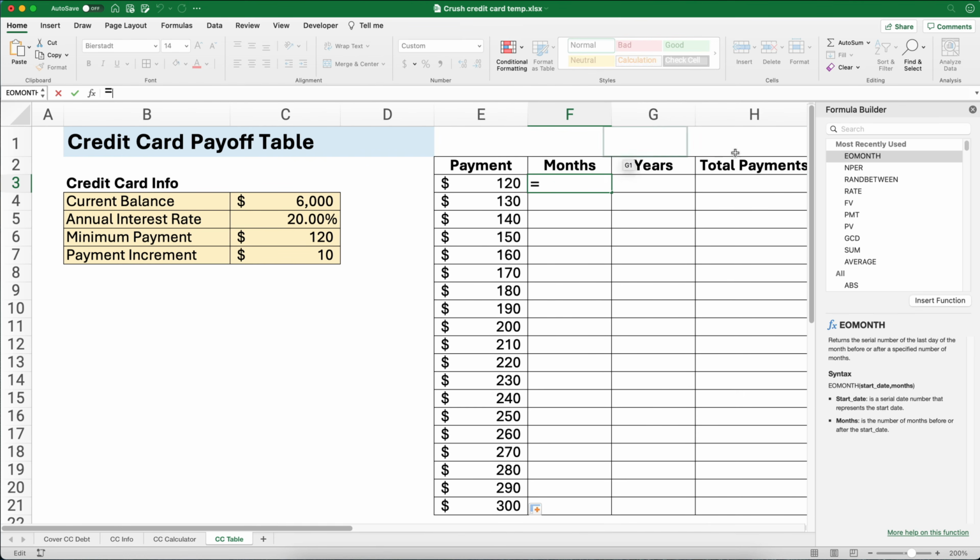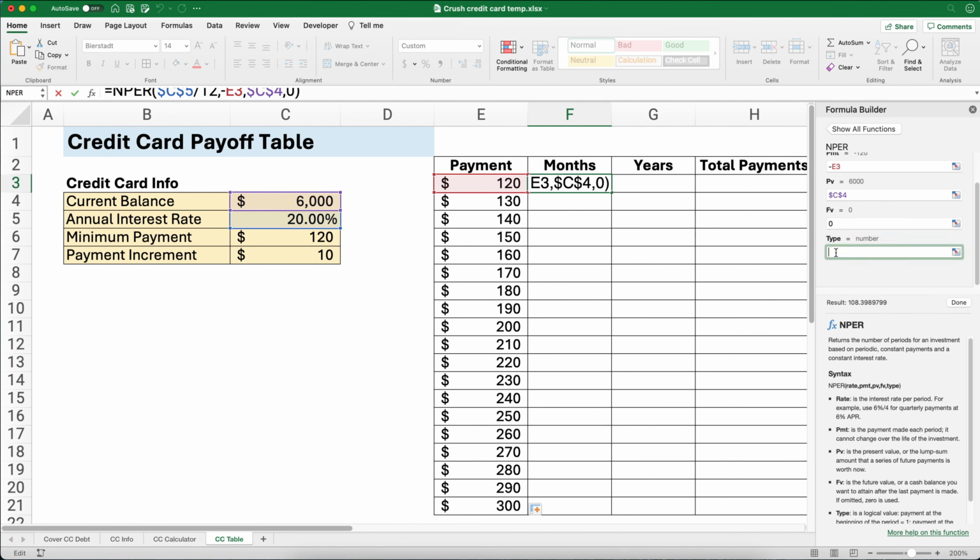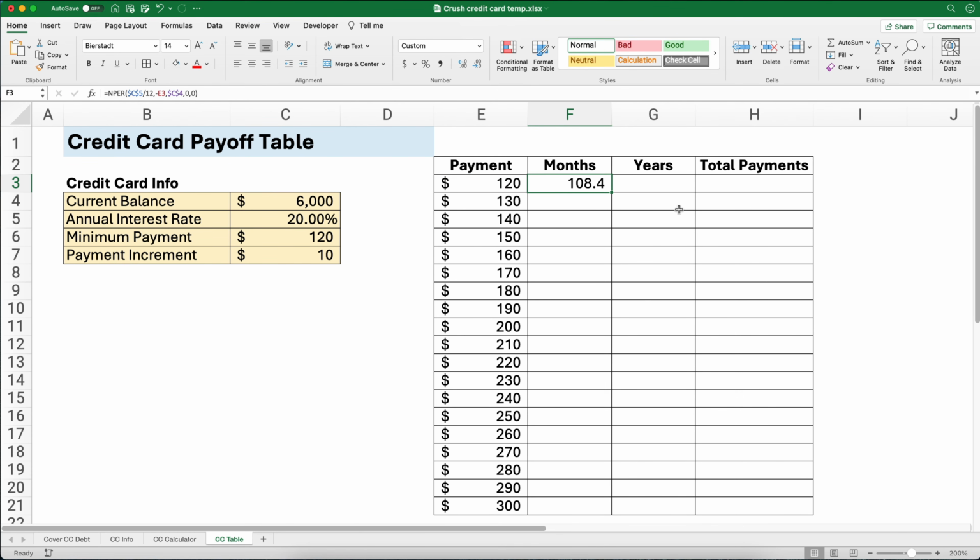So let's just do that. So the number of periods is going to be, the rate is going to be 20%. Need to make it absolute, divided by 12. So that needs to be a monthly rate. The payment is going to be the $120. So I'm just going to point to the 120 in the column next to me. The present value is going to be $6,000. That's going to be positive, so we'll make it absolute. The future value is going to be 0. And the type, payments happen at the end of the period. So there we have our 108 months.